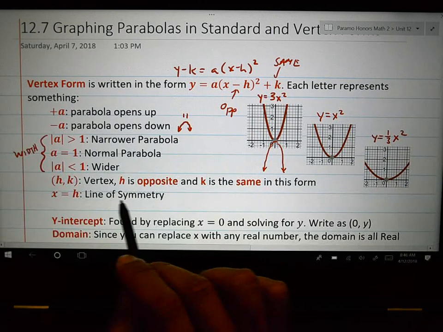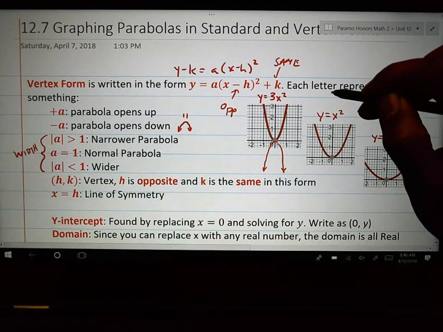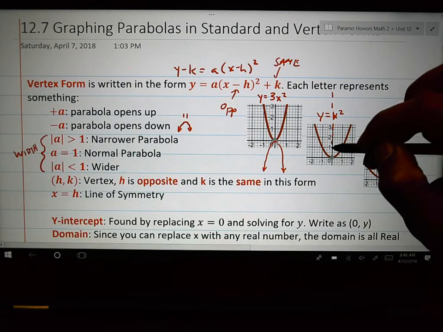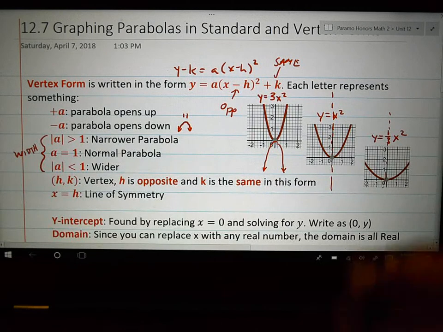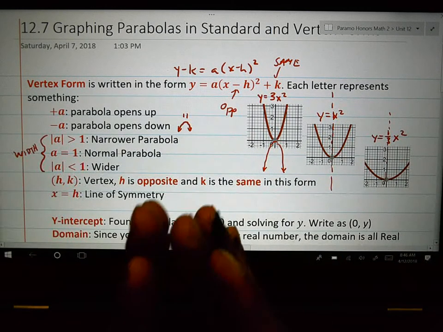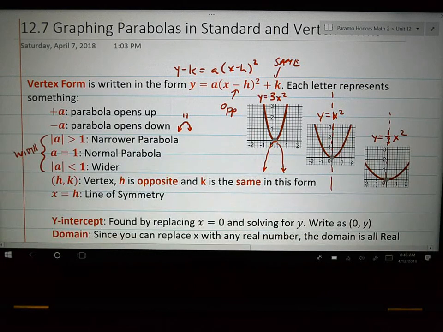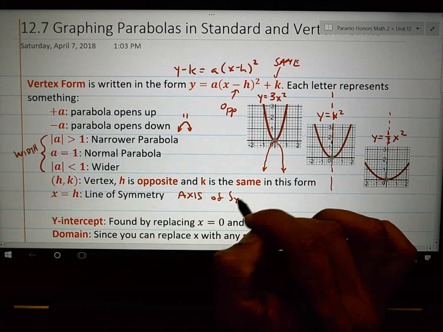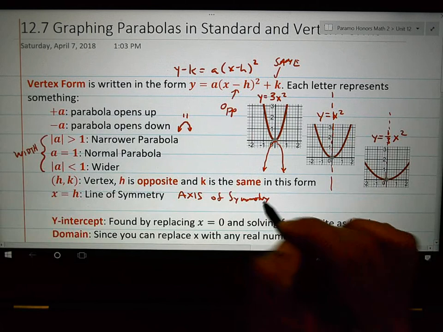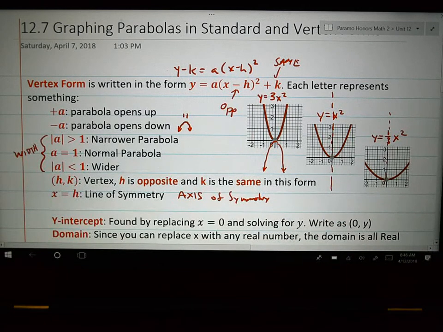X equals h is going to be your line of symmetry. If you want to know what that looks like, it looks like a line that goes through the vertex. Every parabola has a line that splits it directly into two symmetrical pieces. That's why it's called the line of symmetry. Some people even call it the axis of symmetry. When I say some people, I'm talking about depending on who your textbook author is. We use Pearson. Pearson calls it this, but if you were to go to McGraw-Hill, they might call it something else.